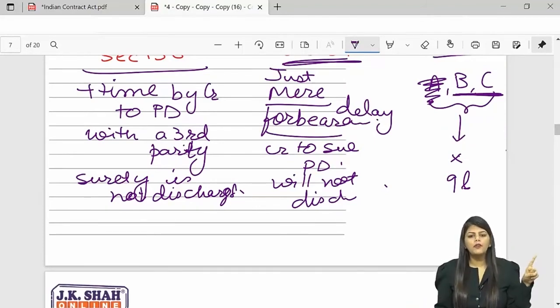So, extra time given by the creditor to PD with the contract with the third party, surety is not discharged. Mere delay to sue principal debtor will not discharge the surety. And lastly, one co-surety is discharged, other co-sureties are not discharged.